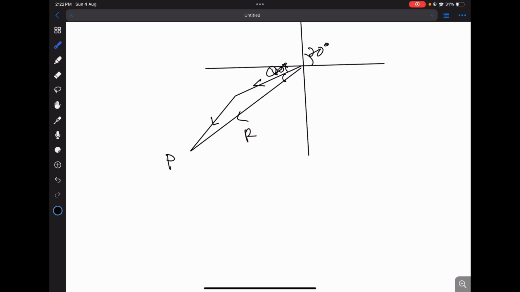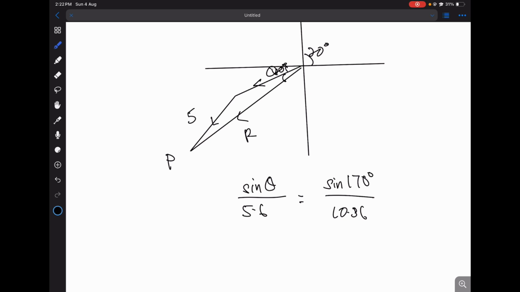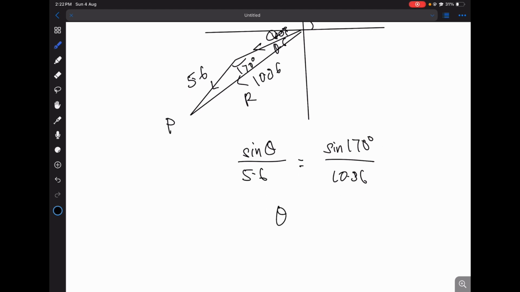We can use the sine rule. Sine theta over 5.6 equals sine 170 degrees over 10.36. Oh, sorry, let me label the graph first. Here is 5.6, here is theta, here is 170, here is 10.36. So theta will be 5.38 degrees.